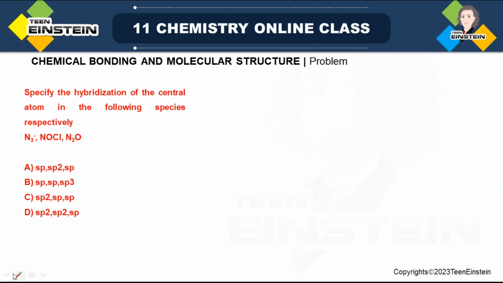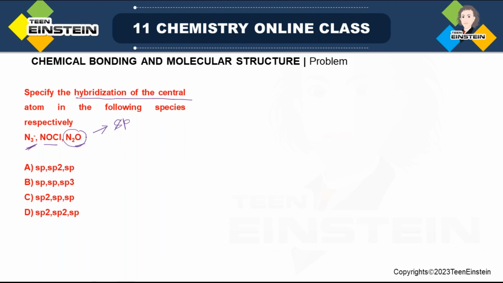In the next problem also, a similar type of question. Specify the hybridization of the central atom in the following species: N3 minus, then nitrosyl chloride, that is NOCl, and N2O. Now we have already seen N2O, isn't it? It is sp for the middle nitrogen. Now N2O and N3 minus are basically isoelectronic species.